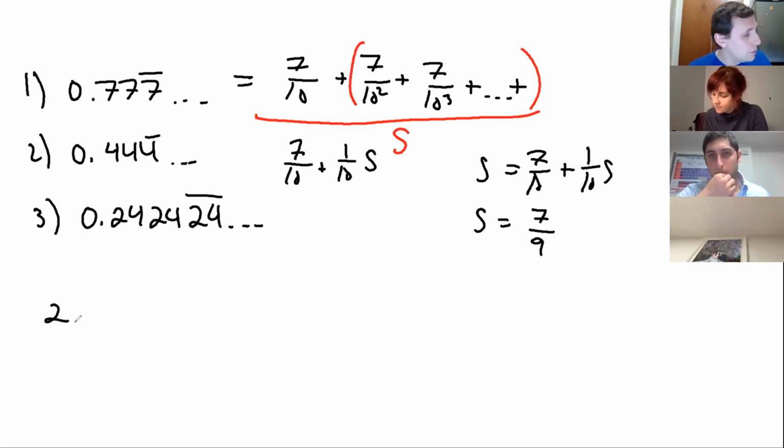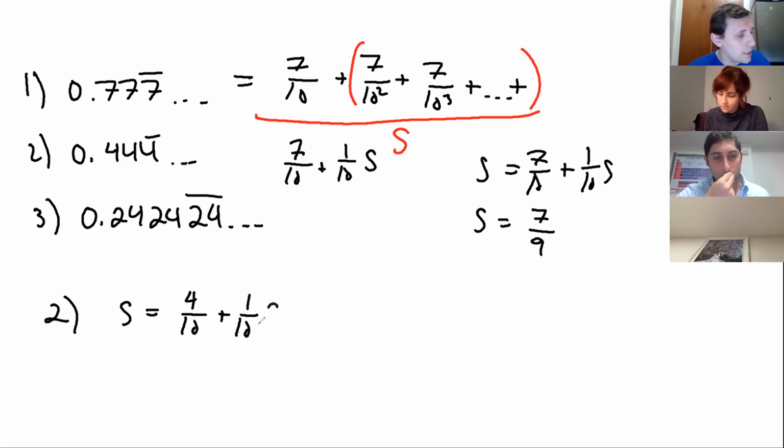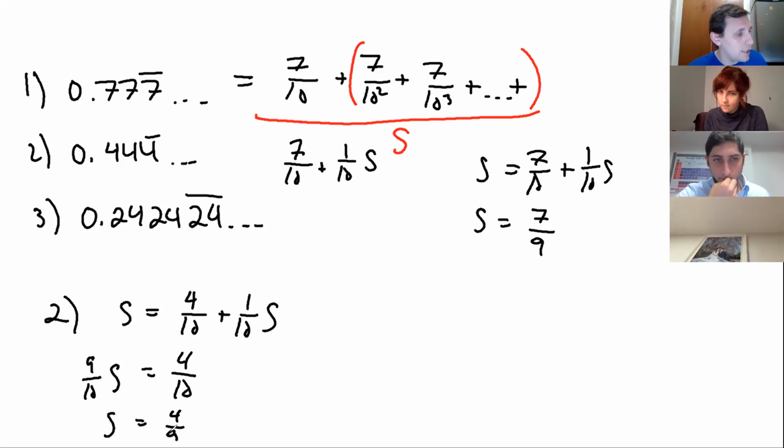For number 2, similarly, I will get that S equals 4 divided by 10 plus 1 over 10 S, which means 9 over 10 S equals 4 over 10, which means that S is 4 divided by 9.